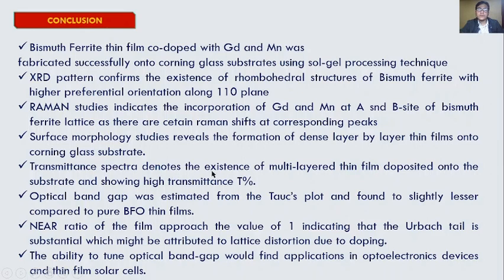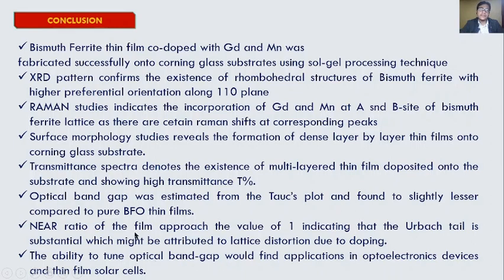Transmittance spectra denote the existence of multilayer thin films deposited onto the substrate, showing high transmittance beyond the visible range with the increase in wavelength. The optical band gap from the Tauc plot was found to be slightly lesser compared to the pure BFO thin films. The NEAR, or near edge absorption ratio, of the films approaches the value of 1, indicating that the Urbach tail is substantial.